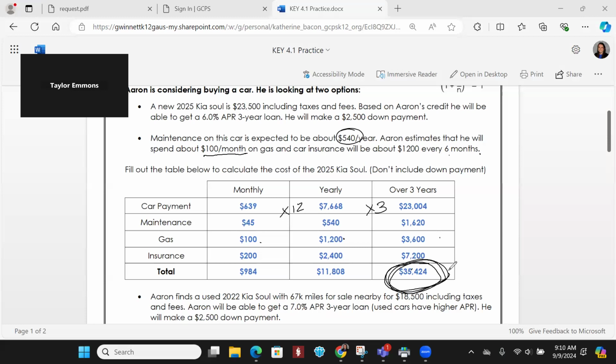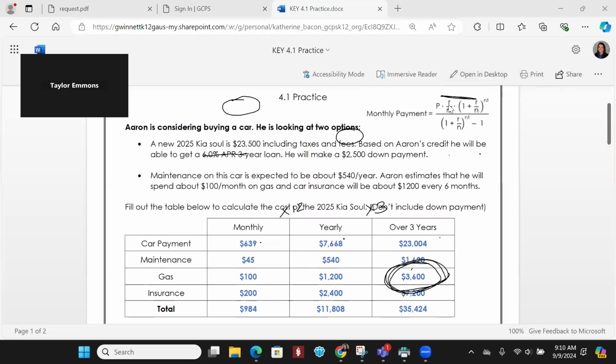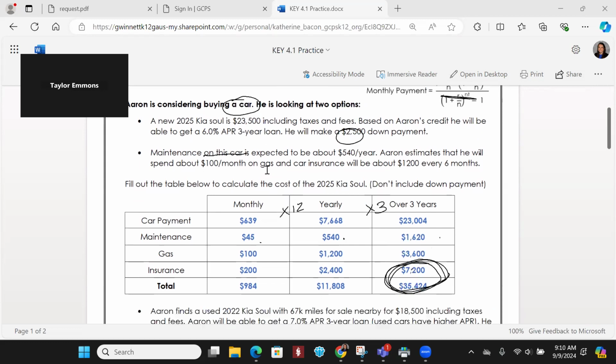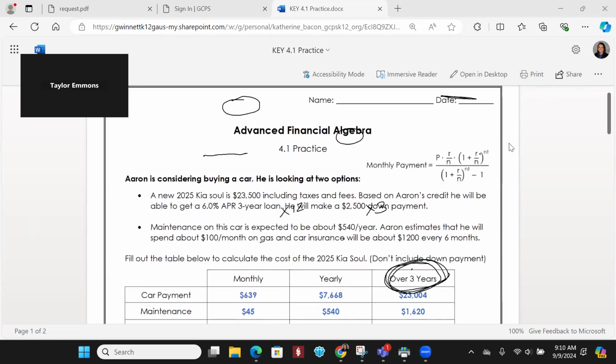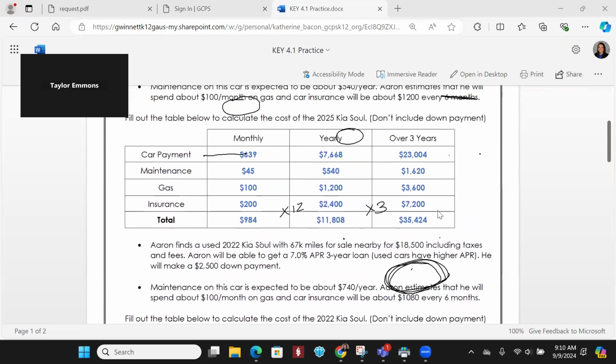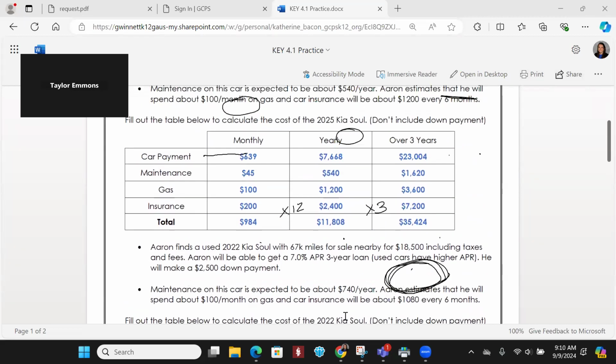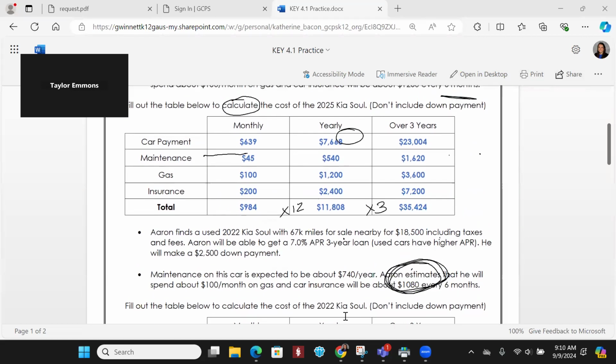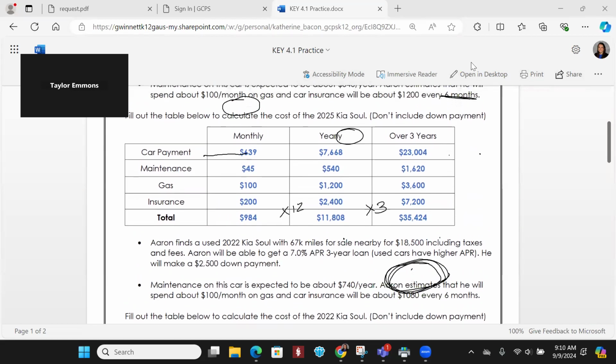Questions on this? For the car payment, we took this and then we used our formula for the monthly payment. That's up at the top right here. Do you remember monthly payment from unit 2? So you would use that formula. So if you were not here on Friday, we use the monthly payment in order to get the car payment. Okay. All right. Go ahead and fill out the table down at the bottom. Now that you've seen one, try the next one.